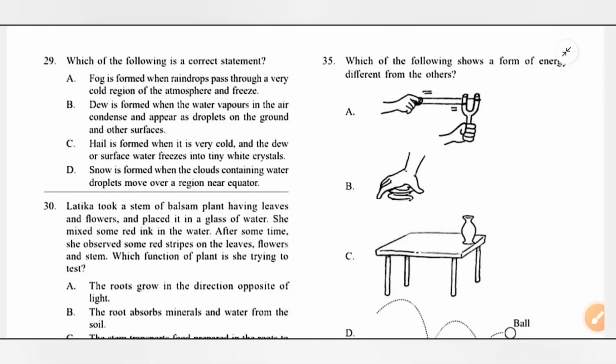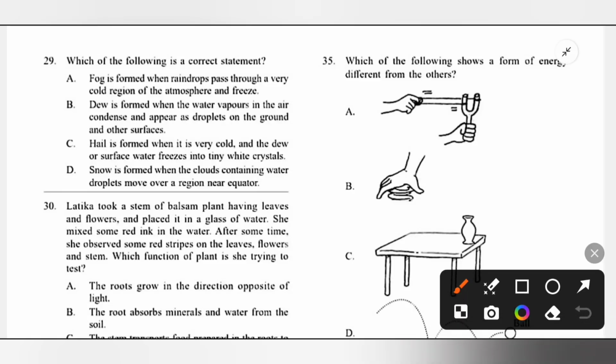Which of the following is a correct statement? So we need to select the correct statement. Option A, fog is formed when raindrops pass through a very cold region of the atmosphere and freeze. It is the incorrect statement because fog is formed when water vapors condense around the dust or other particles in the air and thus the tiny liquid water droplets are formed that remain suspended in the air. So option A is incorrect.